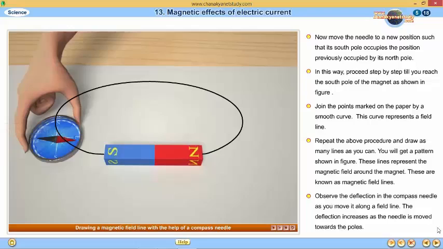Repeat the above procedure and draw as many lines as you can. This will get a pattern shown in figure. These lines represent the magnetic field around the magnet. These are known as magnetic field lines. Observe the deflection in the compass needle as you move it along a field line. The deflection increases as the needle is moved towards the poles.